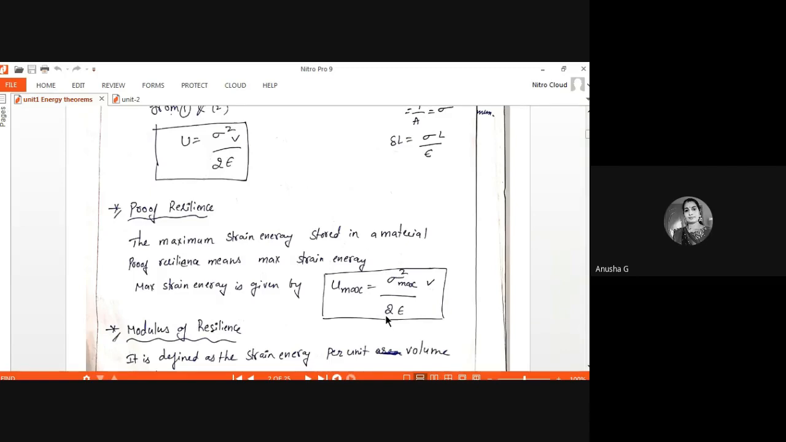For 2 marks they will ask what is meant by proof resilience, or otherwise they will ask you to differentiate between resilience and proof resilience. Resilience is U equals sigma square V by 2E. Proof resilience is U maximum, which equals sigma square maximum V by 2E. This is the second formula.